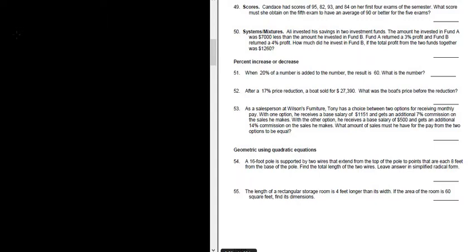Let's work out number 54. A 16-foot pole. Okay, so I'm going to go ahead and draw the pole. So here is our 16-foot pole.